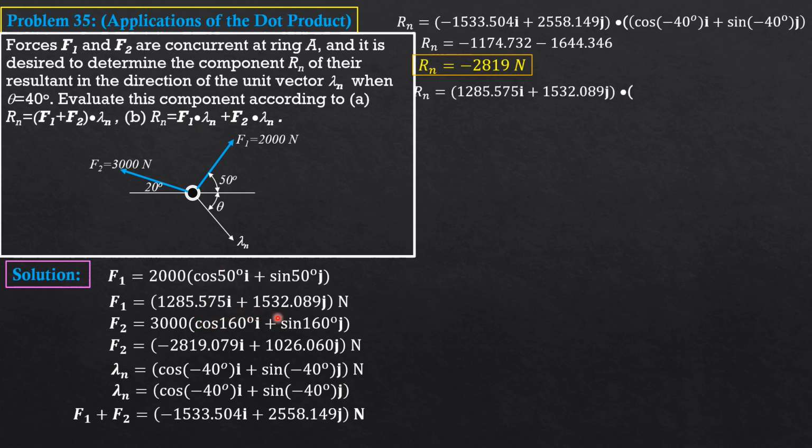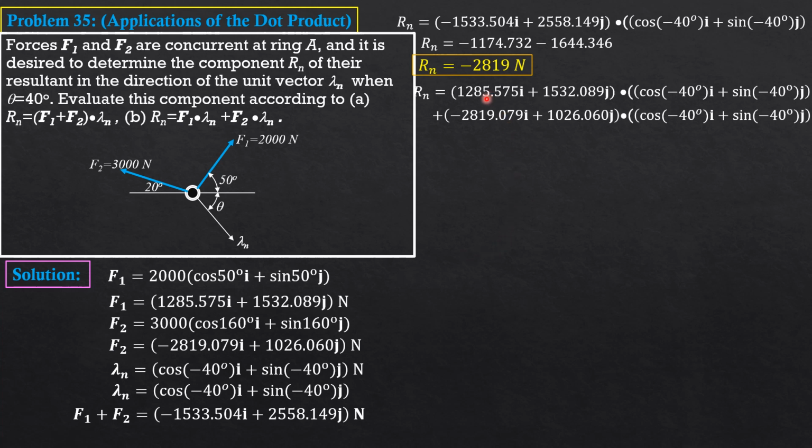For part B, Rn equals F1, 1285.575 I plus 1532.089 J dot cosine of negative 40 degrees I plus sine negative 40 degrees J. And the expansion is same, 1285.575 times cosine negative 40, by the way, plus F2, dotted with cosine of negative 40 degrees I plus sine negative 40 degrees J. So 1285.575 times cosine negative 40, I dot I is 1, so that's 984.808. 1532.089 times sine negative 40, that's negative 984.808.